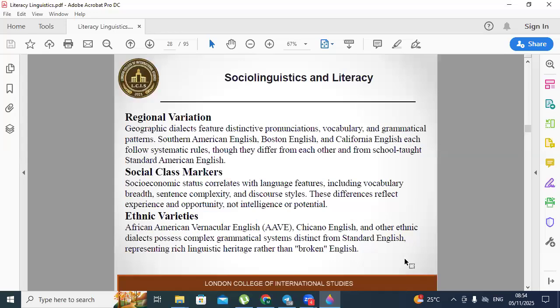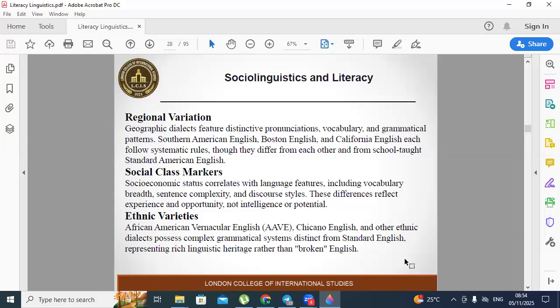Moving to social class markers, research shows that socioeconomic status correlates with certain language features. Children from higher income families typically have exposure to broader vocabulary. They hear more words and more diverse words in daily conversation. They may use more complex sentence structures because they've been exposed to more elaborated speech patterns. These differences reflect experience and opportunity, not innate ability.